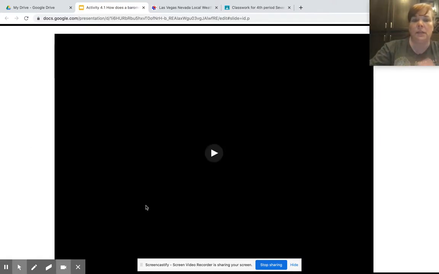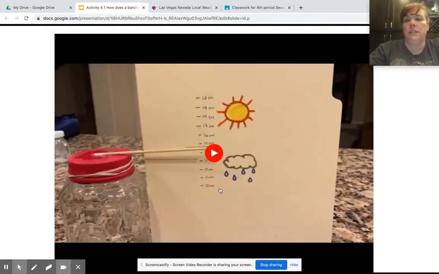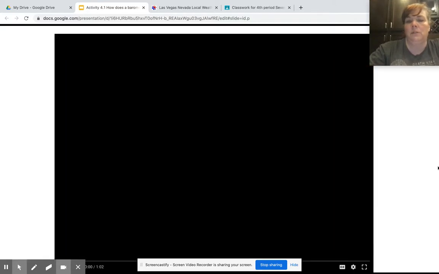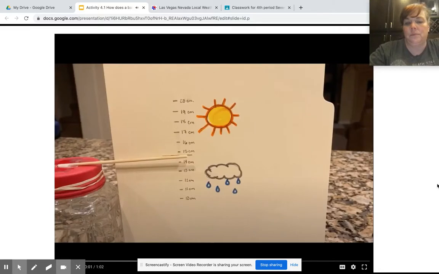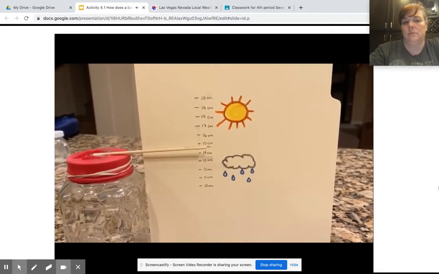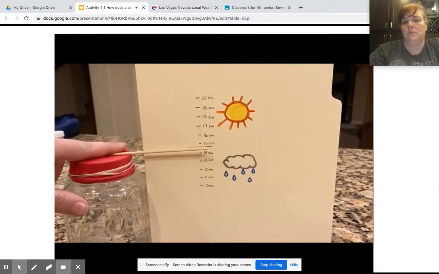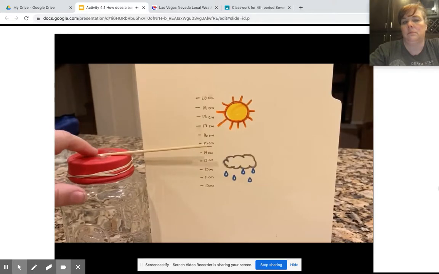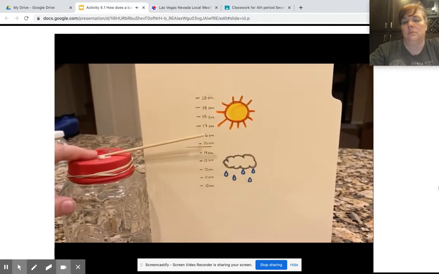It's constantly cycling. All right, so this is a quick video of how our barometers work. This is how our balloon barometers work. When we have a high air pressure system, that means more atmospheric pressure is pushing on the top of our balloon. And when it pushes down, our stick is going to go up.